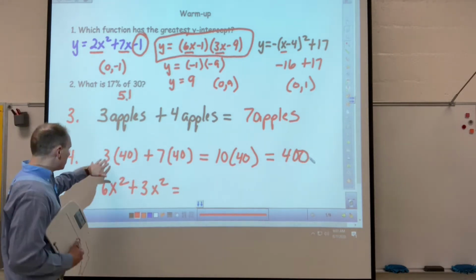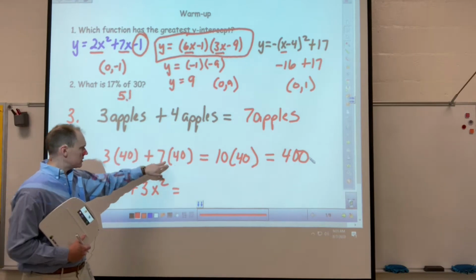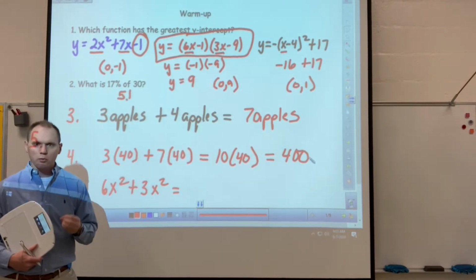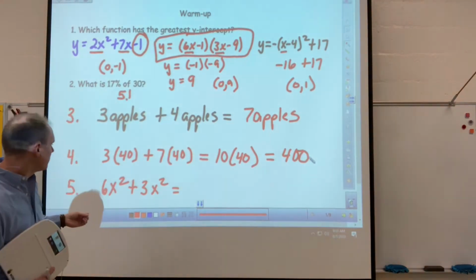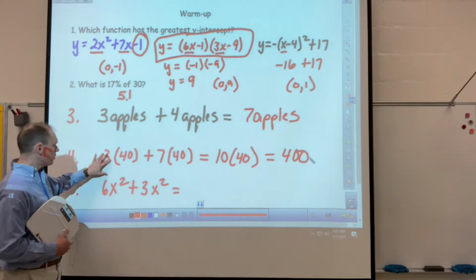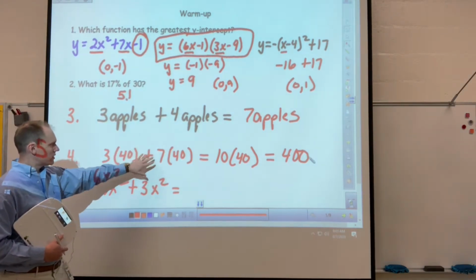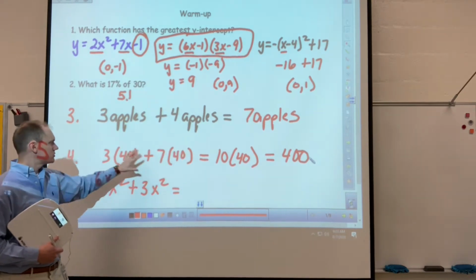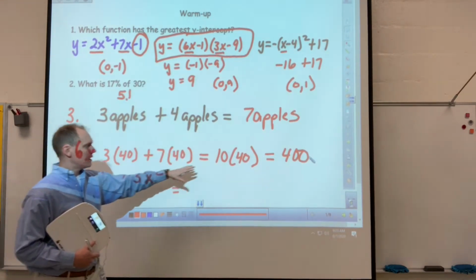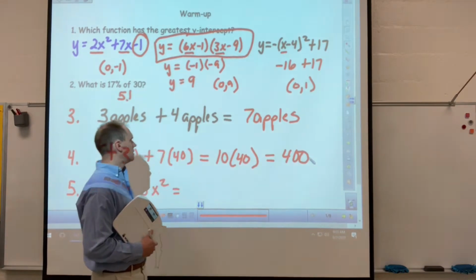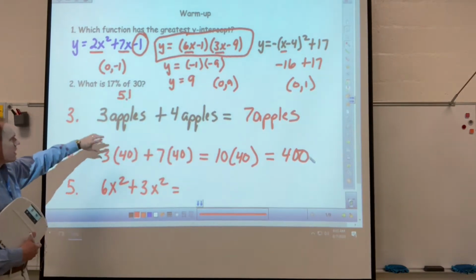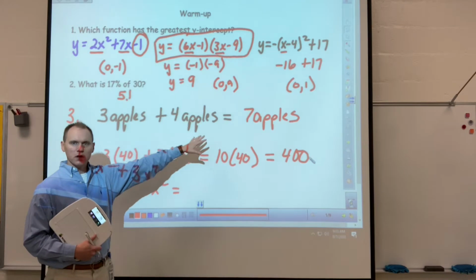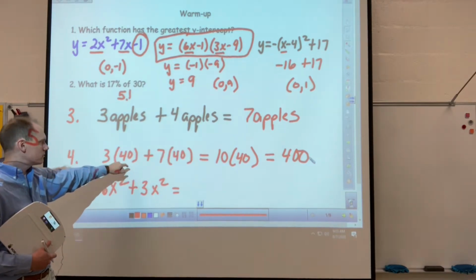I guess you could multiply the 3 times the 40 and the 7 times the 40 and add them together, but the whole point is, if we have a multiple of a quantity plus another multiple of that same quantity, then we can add those multiples together and get, in this case, 10. And so it's the same thought process as we did up here with the apples, only with numerical values here.